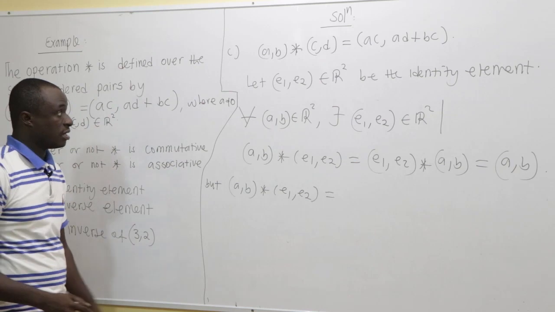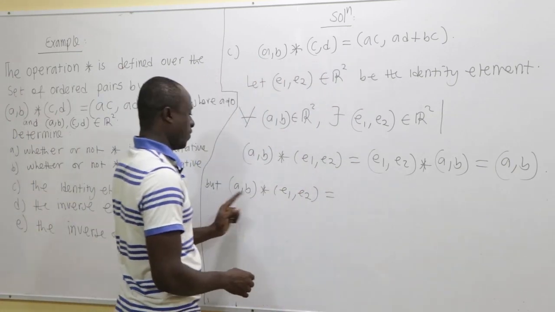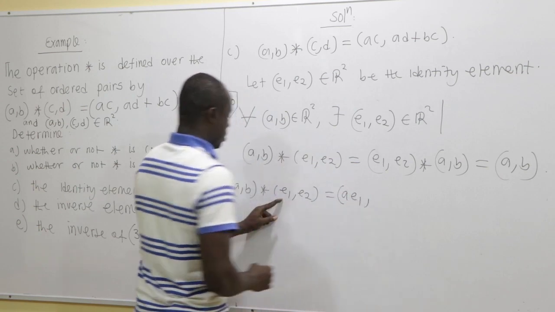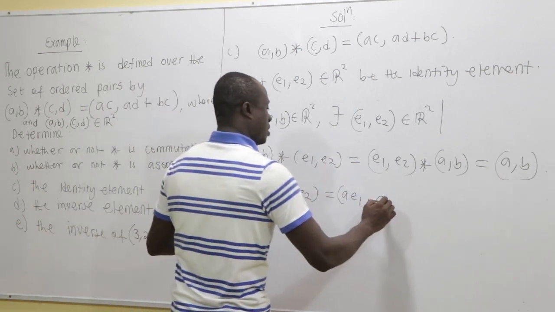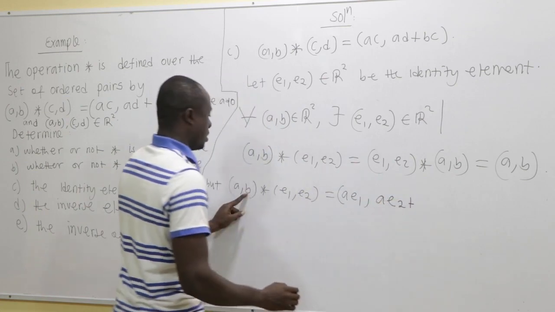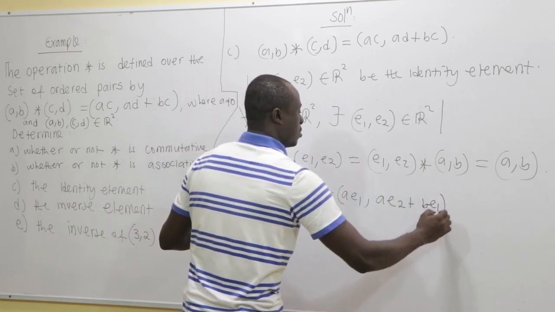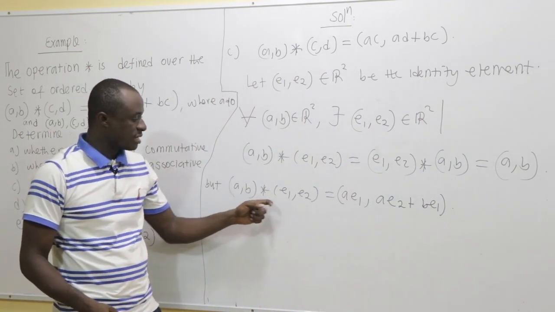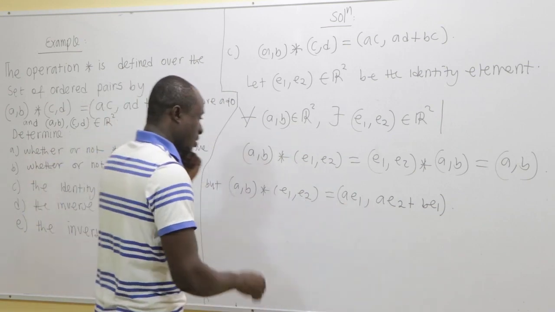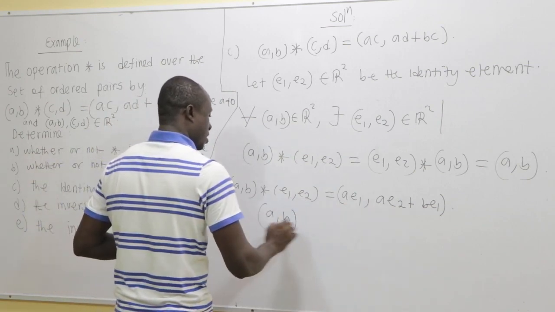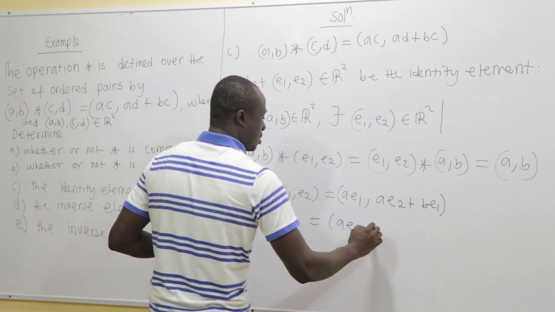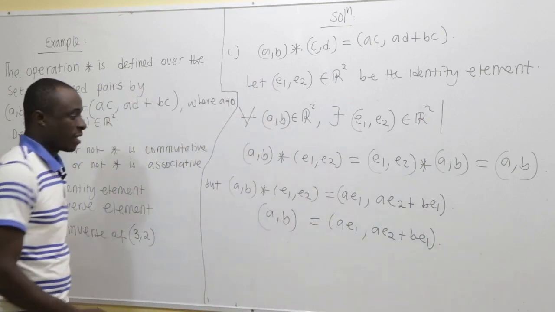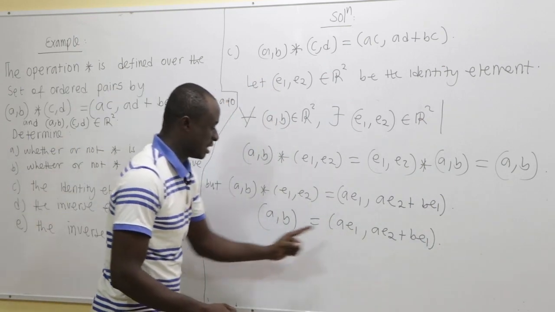But from the definition, (A,B) star (E1, E2) is equal to, it says what? AC, so the first of the second one, that is AE1, then comma. The next one says AE2 plus BE1. But from our definition of the identity element, (A,B) star (E1, E2) is the same as (A,B). So you have (A,B) equal to (AE1, AE2 plus BE1).